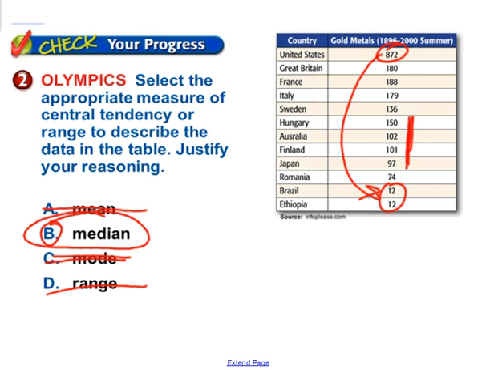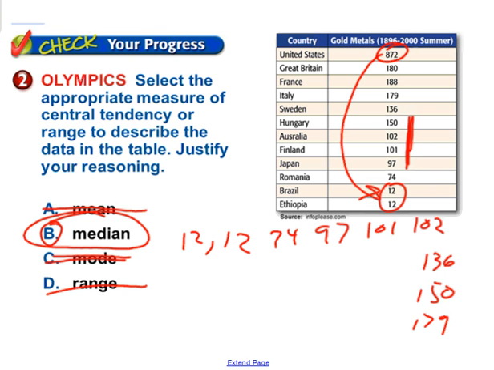And I'm going to calculate that. I'm going to say 12. The next highest is 74. The next highest is 97. The next highest would be 101, then 102, 136, 150, 179, 180, 188, and lastly, 872.